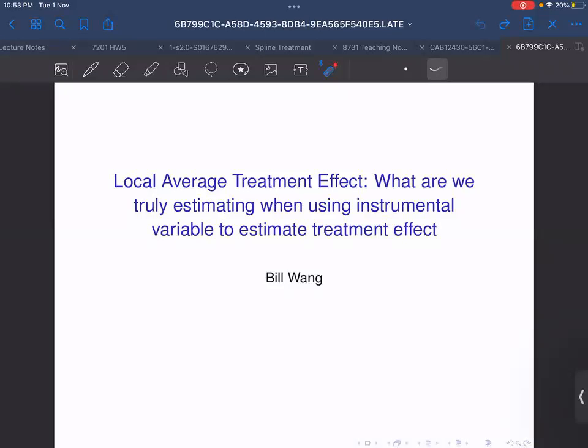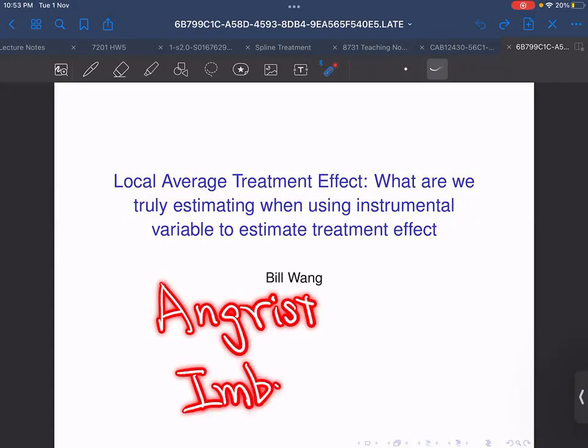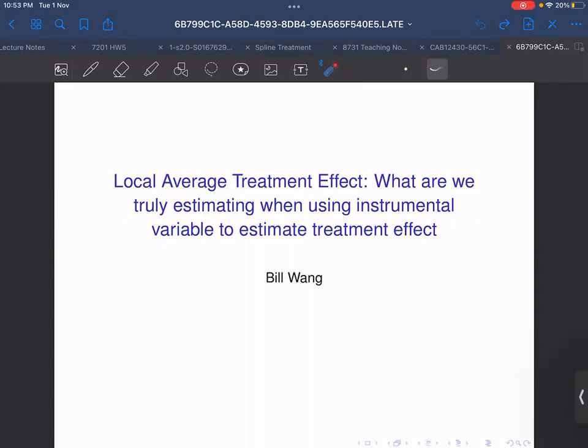So without further ado, let's talk about this brilliant idea of local average treatment effect. It was found by two very famous economists, Joshua Angrist and Guido Imbens. Many people have told me that these two economists won the Nobel Prize essentially for their work on reinterpreting what the treatment effect is that we are estimating when the treatment is endogenous and we use IV to estimate it. So let's move to the second slide.